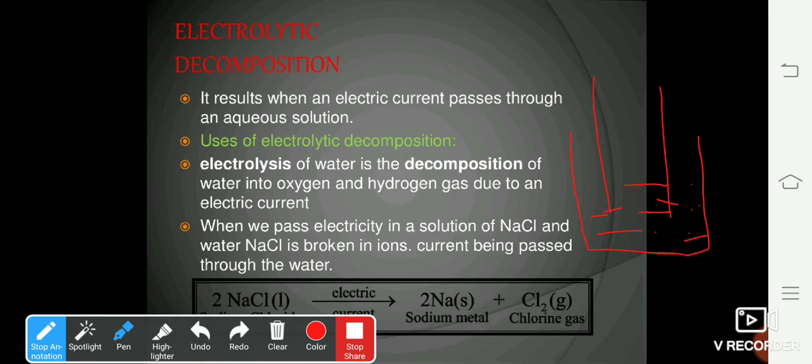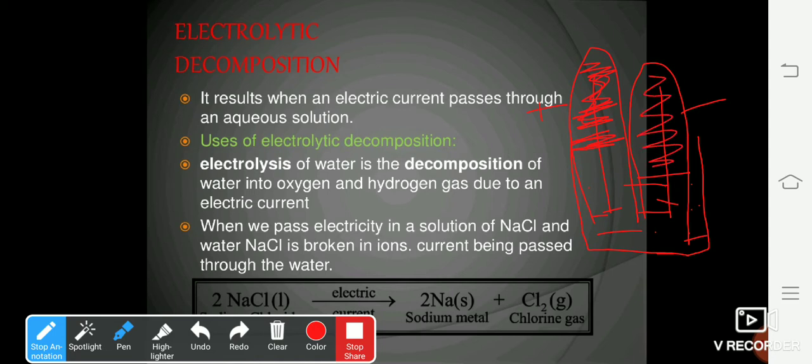Place two electrodes, that is cathode and anode. One is positive, other one is negative. Put an inverted test tube over the electrodes. Now you will see the amount of gas collected in a positive electrode is half the amount of the gas collected in negative electrode.